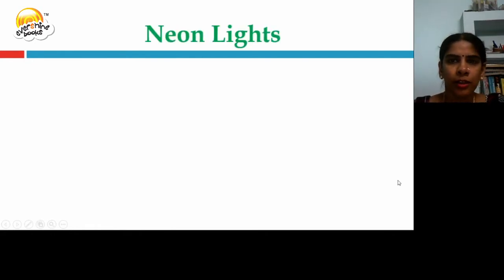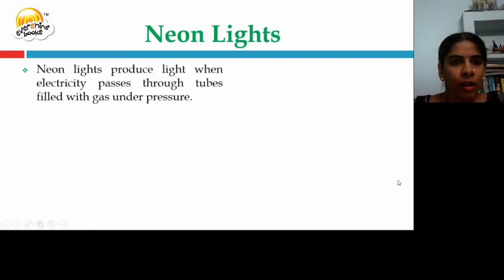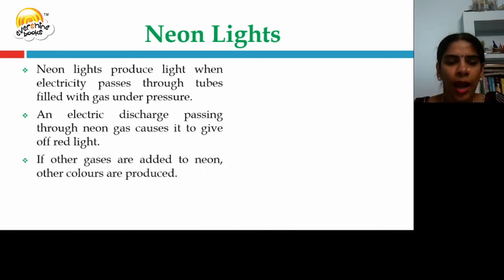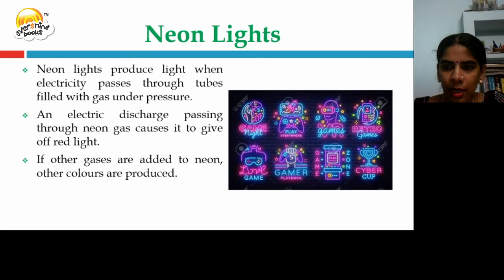Let us learn about neon lights. Neon lights produce light when electricity passes through tubes filled with gas under pressure. An electric discharge passing through neon gas causes it to give off red light. Likewise, if you add other gases to the neon, other colors may also be produced. These are the common neon lights you can see everywhere.